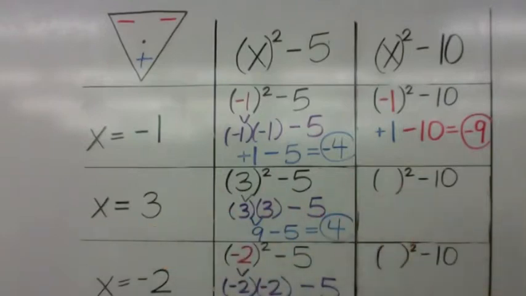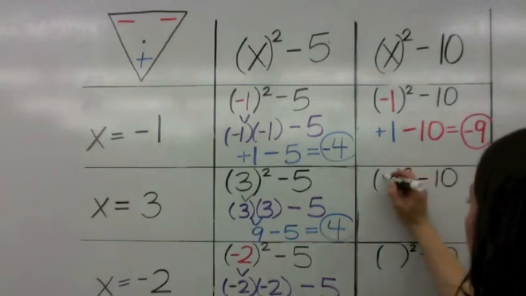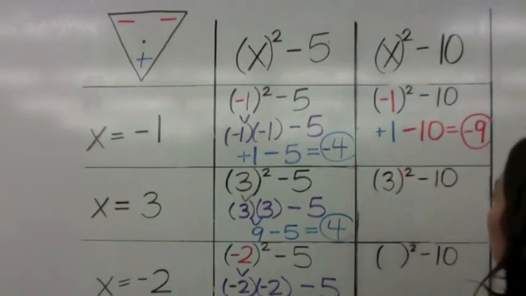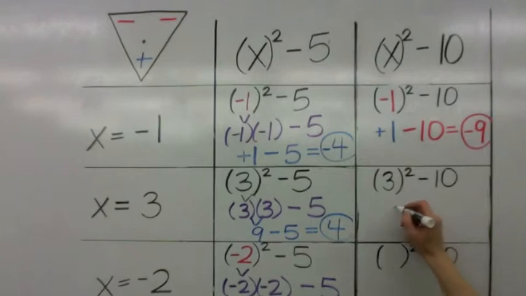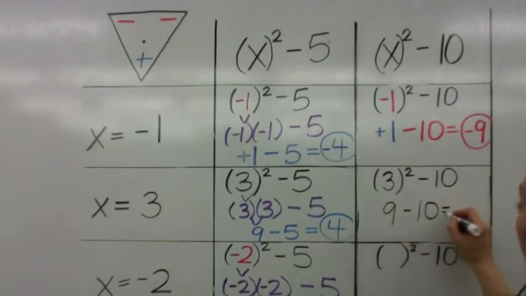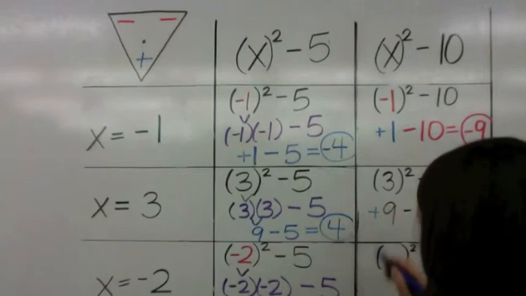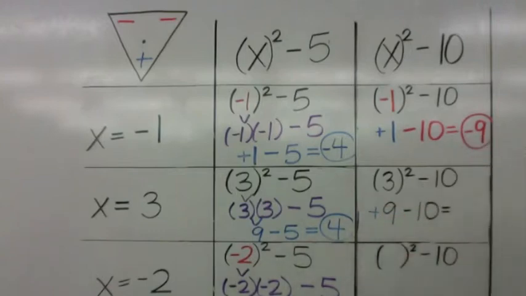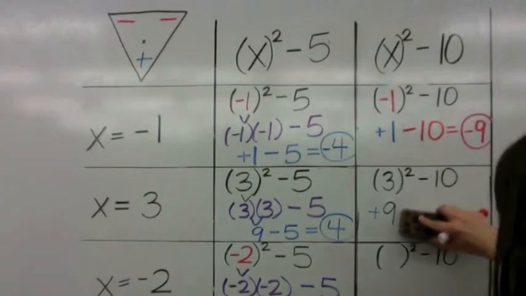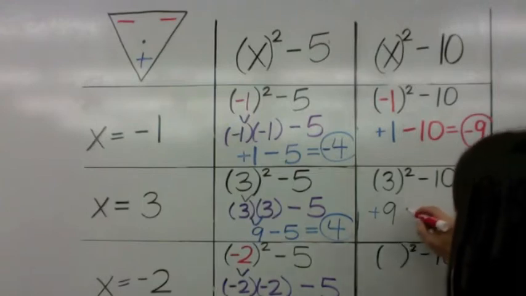Okay? Now we're going to plug in what goes here? What goes here? A 3. Remember what 3 squared is, right? 3 squared is 9. What does 9 take away 10? Well, again, this is a positive 9, and this is a negative 10. I'll go ahead and make it red so you can see. This is negative 10 and positive 9.